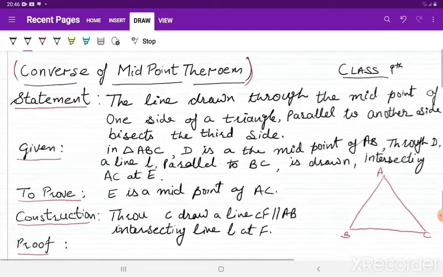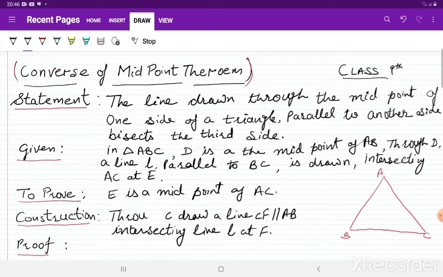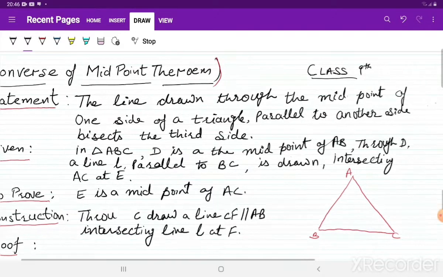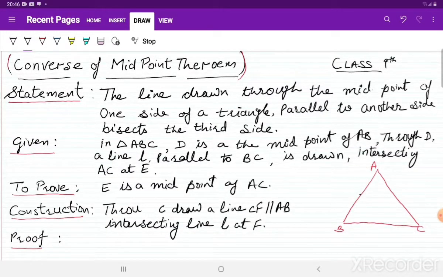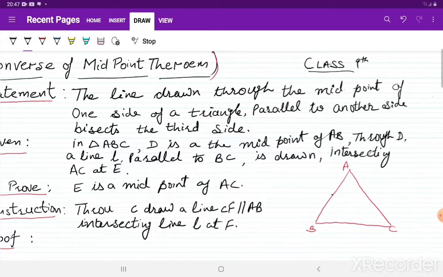So, first of all, what is the statement for the converse of the midpoint theorem? It says the line drawn through the midpoint of one side of a triangle parallel to another side bisects the third side. Okay? Again I am going to state: the line drawn through the midpoint of one side of a triangle parallel to another side bisects the third side.